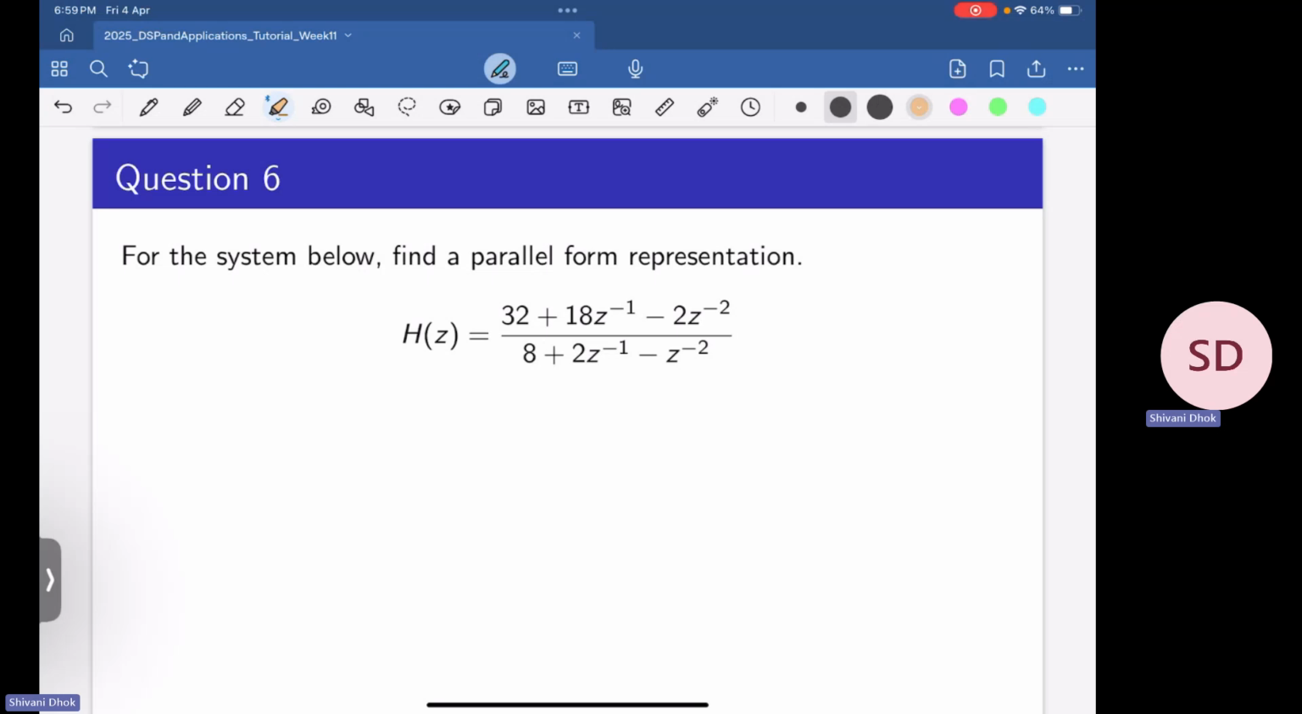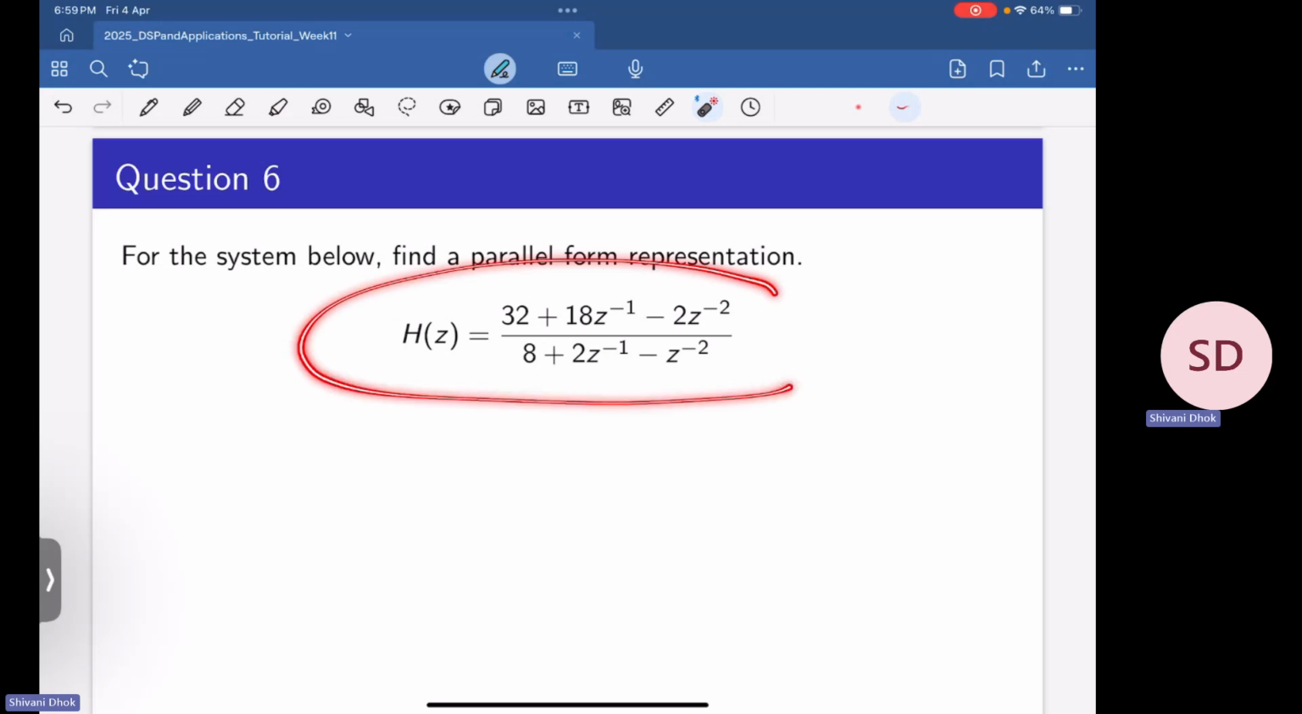Okay. So this question here says that for the system below, find the parallel form representation. Okay, so now what we will do, we'll try to split it into two or three systems, or a constant and system, two systems, and we'll try to do it.